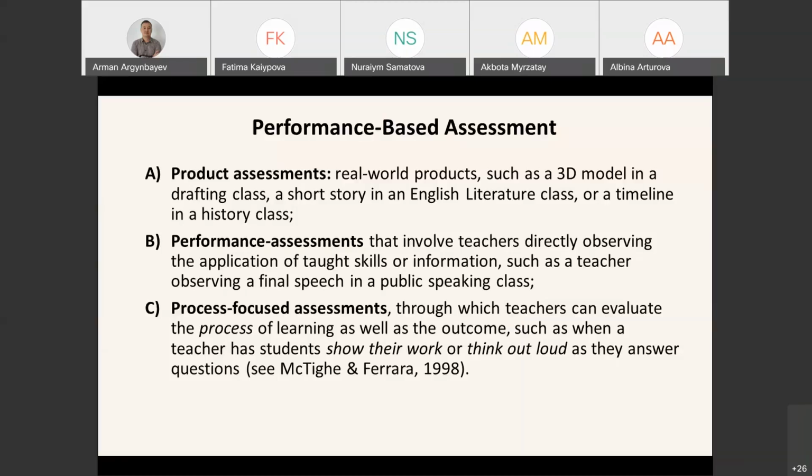Process-focused assessments through which teachers can evaluate the process of learning as well as the outcome. So it's not only outcome, but also the process, such as when the teacher has students show their work or think out loud as they answer questions.